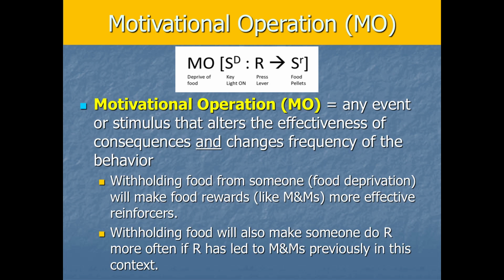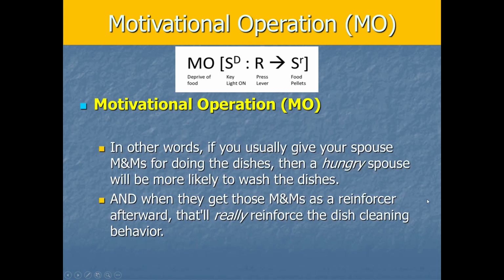But if your motivation is low, if we've done some operation to decrease your motivation, you won't necessarily do that behavior as much. That's the part of the definition here, changing the frequency of the behavior. When your motivation is low, the behavior shows up less because you don't need the reward as much or you don't care about the reward as much. So of course the behavior won't show up as much.